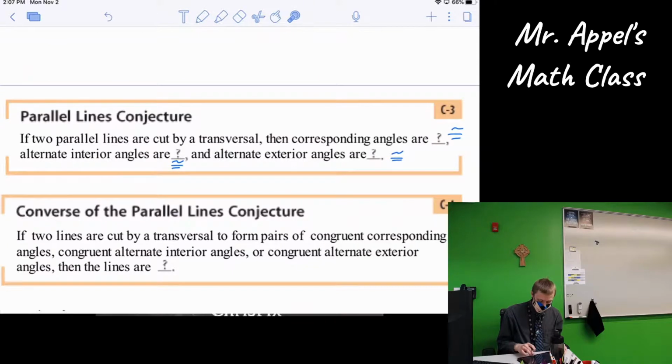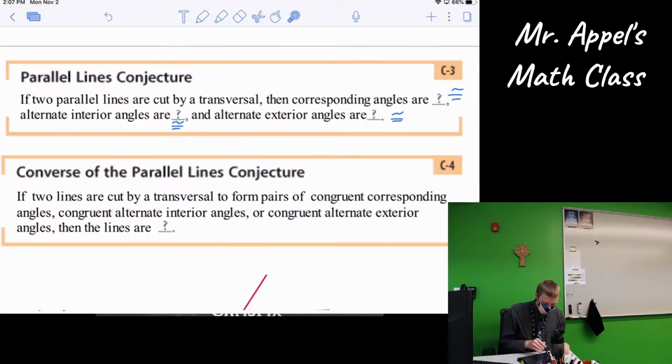So, to fill out that converse conjecture, if two lines are cut by a transversal to form pairs of congruent corresponding angles, or congruent alternate interior angles, or congruent alternate exterior angles, then the lines are parallel, right? Or you can write out the whole word, parallel. It works both ways, and we'll play more with that tomorrow.